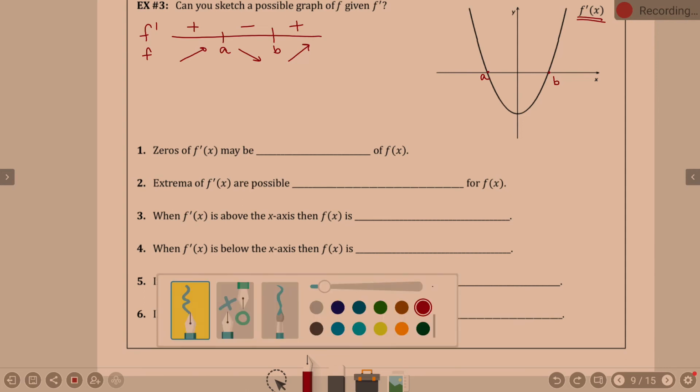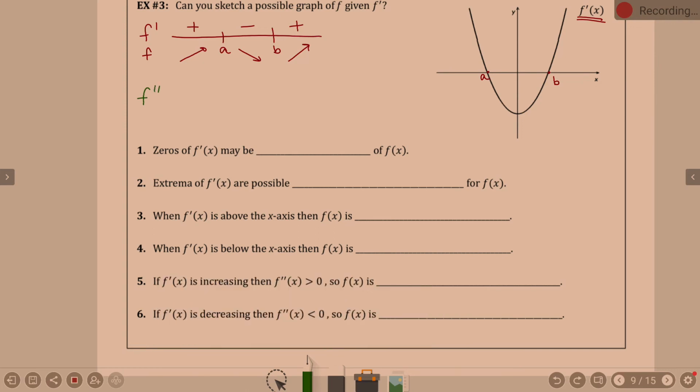Now, second derivative. So second derivative is the derivative of first derivative. So when we're looking at a first derivative graph, what is the derivative of this graph doing? The derivative of this graph is first doing what? Decreasing, right? So it's first decreasing. And then the derivative of this graph is what? Increasing. And where did that derivative change? At 0.